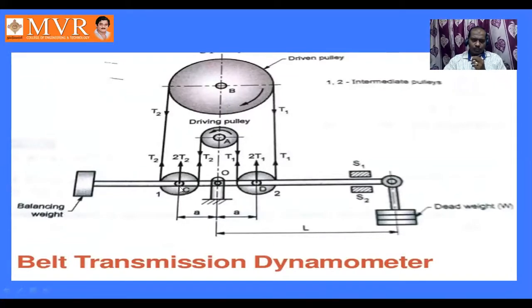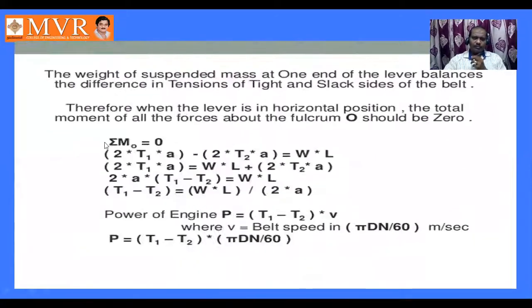The distance of T2 to the fulcrum is a. The distance of T1 to the fulcrum is a. The mass acts downwards, and the distance between the mass and the fulcrum center point is length L. Here totally three forces are there: the weight acting downwards, and T2, T1 acting upwards. Then taking moments about O, 2T1 into a minus 2T2 into a is equal to W into L, where W is the weight acting and L is the length between the balance weight and the center.